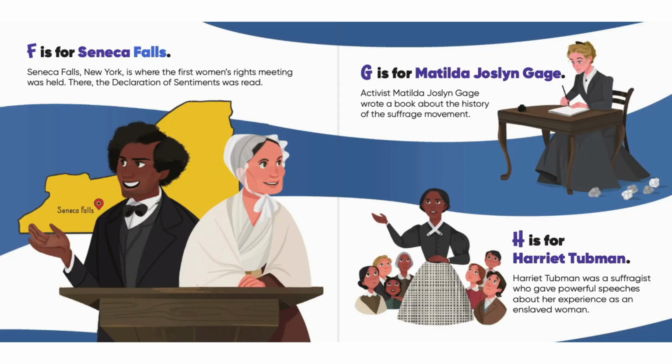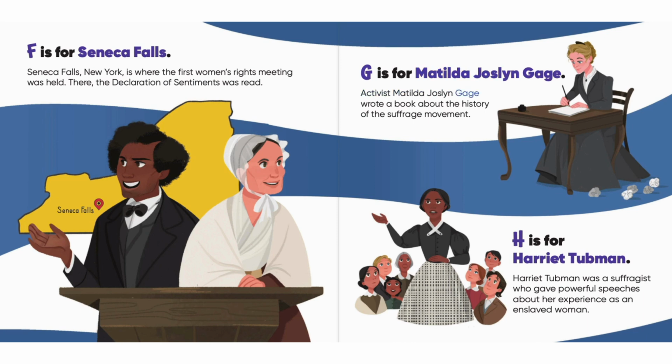F is for Seneca Falls. Seneca Falls, New York, is where the first women's rights meeting was held. There, the Declaration of Sentiments was read. Seneca Falls.